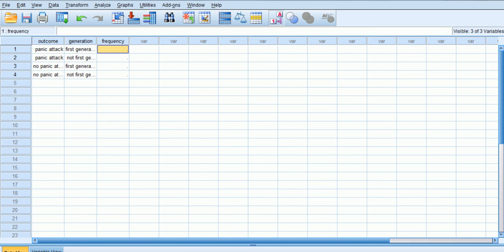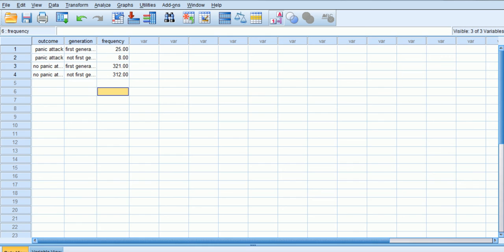So in this example, 25 of the first generation college students showed panic attacks, and 8 of those who were not first generation had panic attacks. Of the first generation college students, 321 did not have a panic attack, and of the not first generation college students, 312 did not have a panic attack.